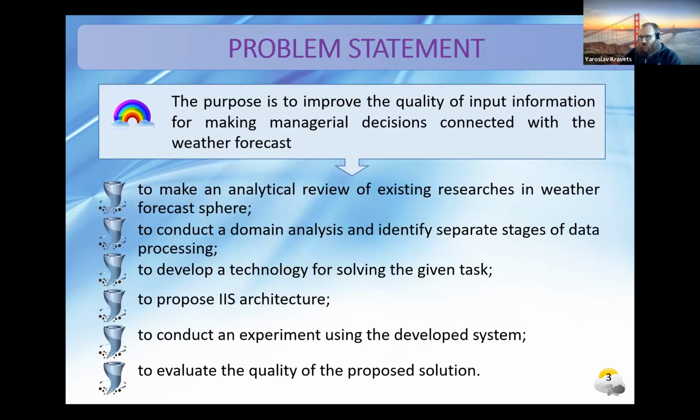To achieve the goal, it's necessary to solve the following tasks: making an analytical review of existing research in the weather forecast sphere, conducting a domain analysis, and identifying and separating stages of data processing, developing technology for solving the given tasks, proposing the intelligent information system architecture, conducting an experiment using the developed system, and evaluating the quality of the proposed solution.